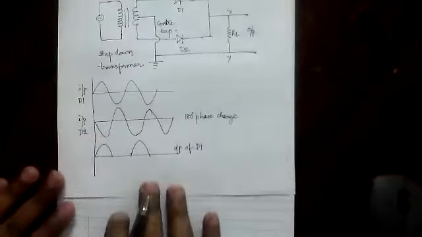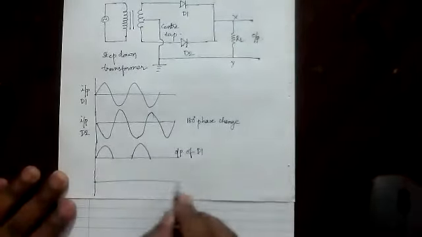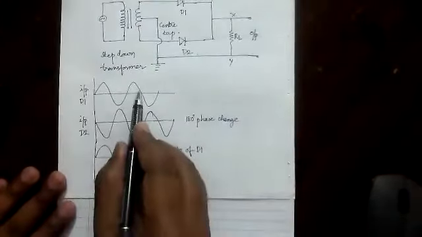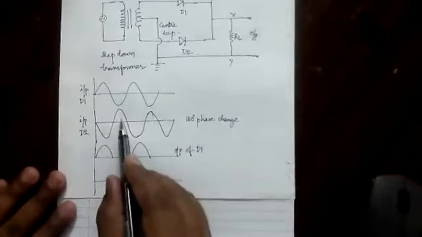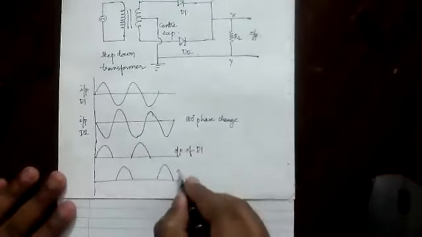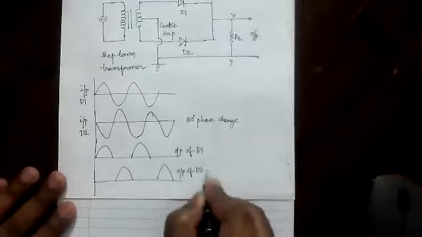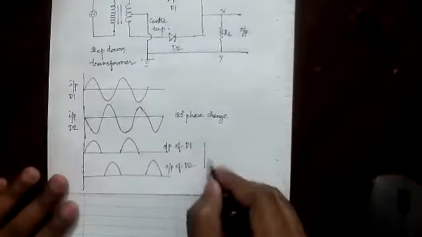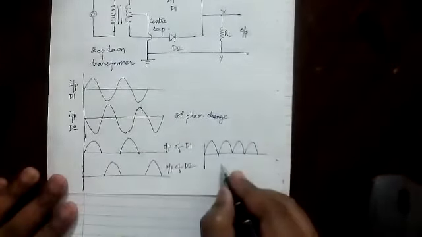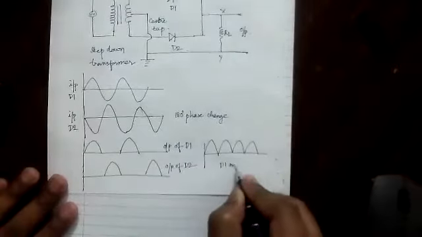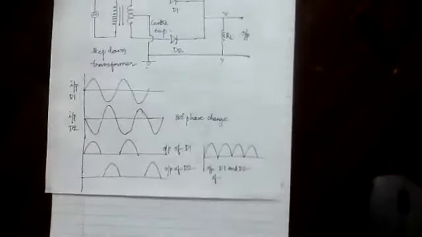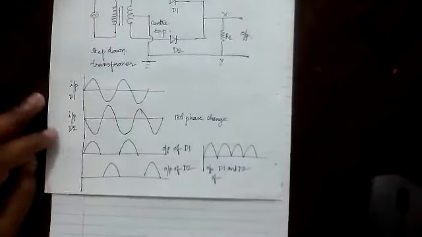Are you understanding? Similarly, what is the output of D2? See, a diode will only work for the positive half cycle. It won't work for the negative half cycle. So this is the output of D2. Now if you combine the output of D1 and D2 together, it will be like this. This is the output of D1 and D2. Is that clear? So this is the input of D1, input of D2.